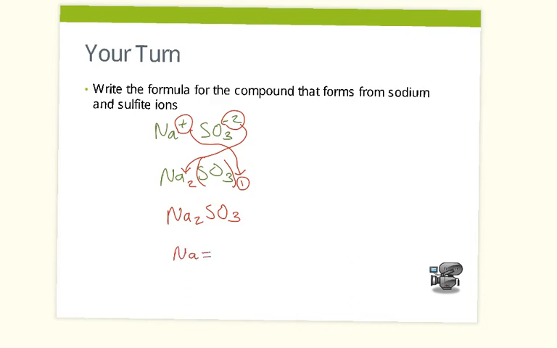And our charge is, we have 2 sodiums with a +1 charge to give us +2, and we have 1 sulfite with a -2 charge, which gives us -2, so it cancels out.